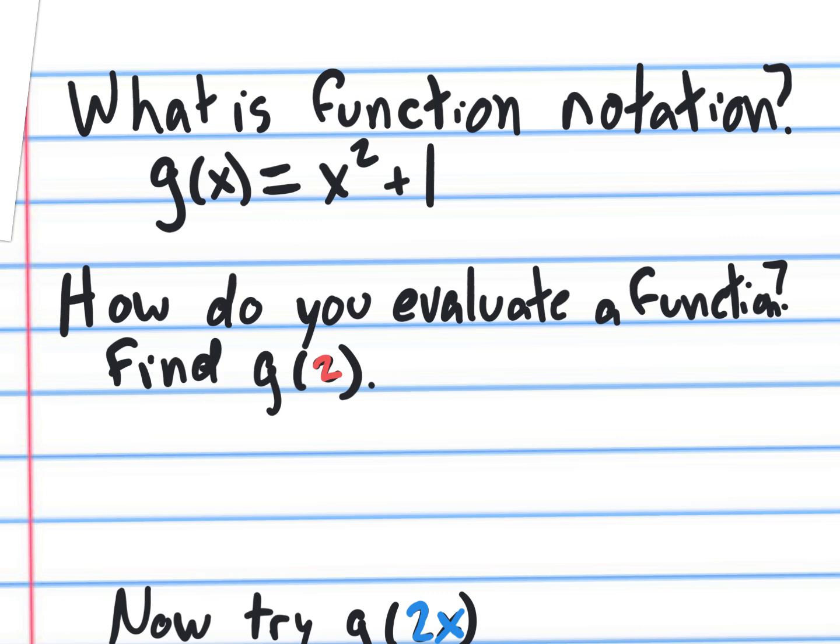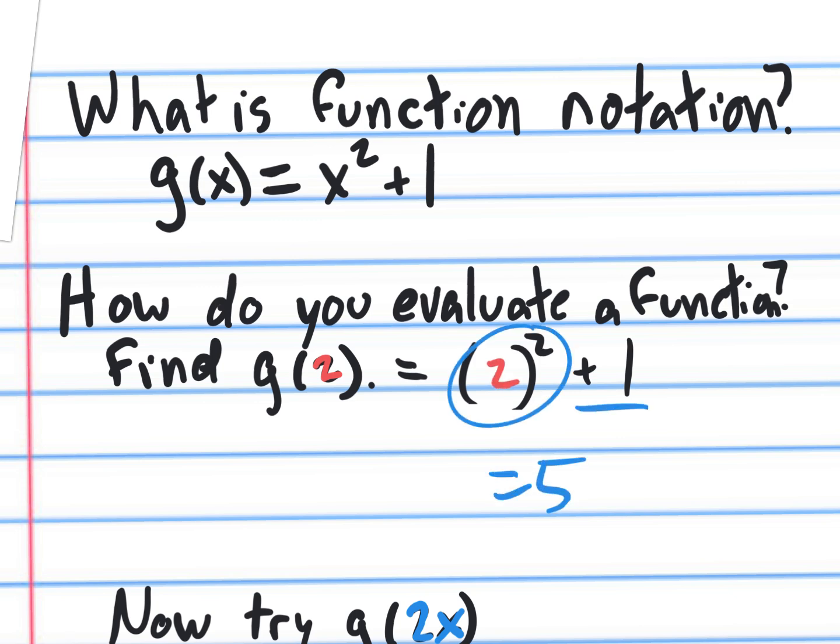So plugging in 2 would be (2) squared plus 1, but notice that when I say x, I put parentheses. Why? Because I'm going to plug in the value of 2 that they want me to plug in. And then you do the math. 4 plus 1, that would be 5. There's your answer.